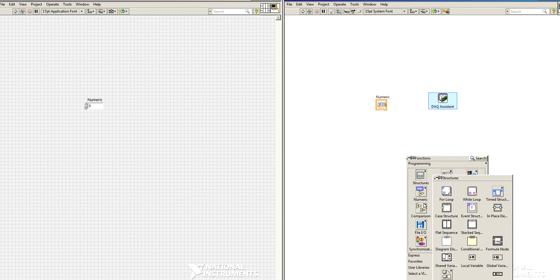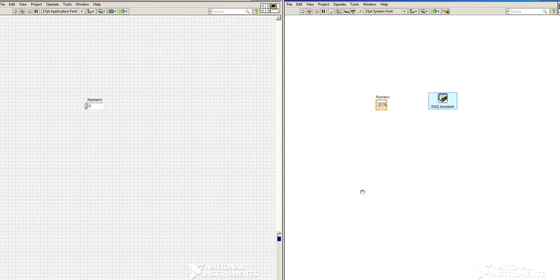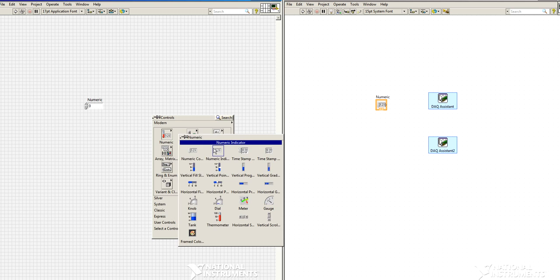Similarly, we'll open a second myDAQ assistant, output, and we'll create a numeric indicator.